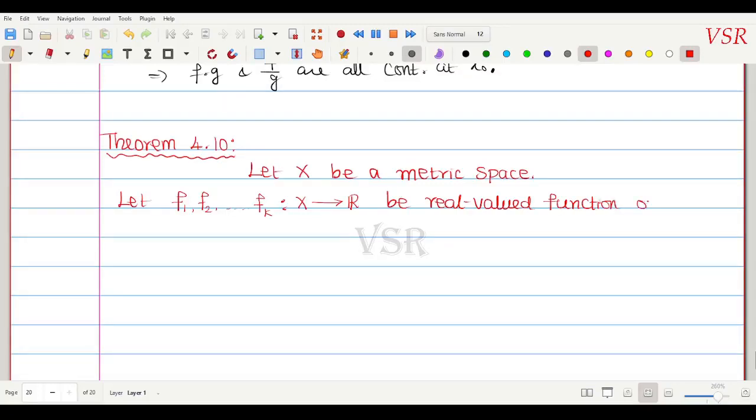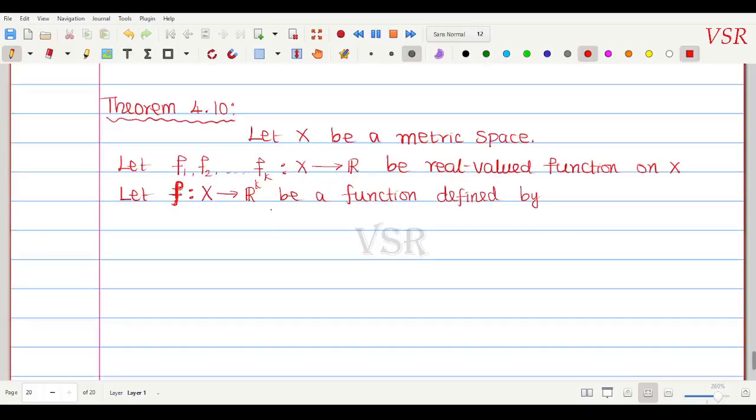Okay, defined on X. Let f be a function, in bold, from X to R power k, defined by, something more interesting, f of x, where x is an element of capital X, defined to be the tuple (f1 of x, f2 of x, ..., fk of x). Here f1 of x is a real number, f2 of x is a real number, fk of x is a real number. So k real numbers have come, therefore it is a k tuple.